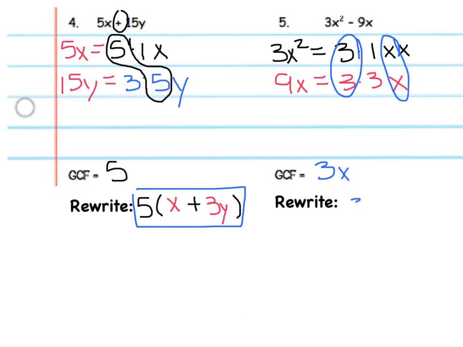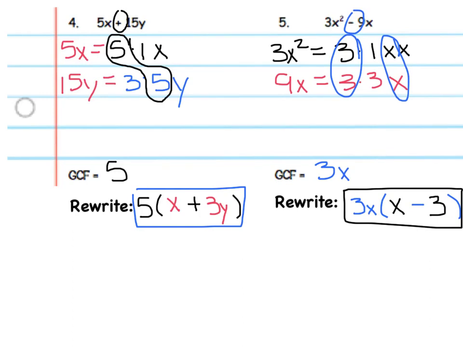When I rewrite the problem, 3x, because that's the GCF, goes outside the parentheses, using a minus sign, because that's what we have originally. What goes inside the parentheses is what we didn't circle. So in the first term, we didn't circle a 1 and an x, so 1x, minus. Second term, we did not circle the 3, so there's our final answer.